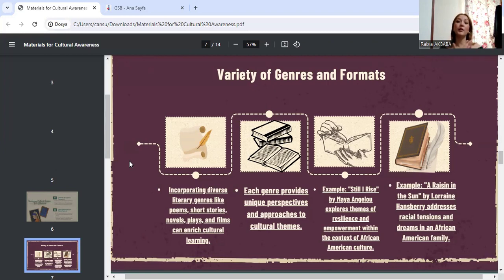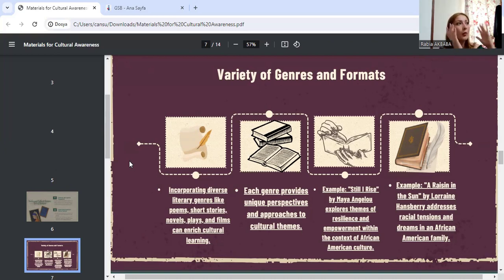But in a classroom environment, I personally think poems, short stories, and novels work best, but those are okay. We can give them homework to read that novel. Let's discuss that novel: settings, characters. What did you learn? What was so interesting for you? And so on. We can use those genres. Each genre provides unique perspectives and approaches to cultural themes, especially novels, because there are plenty of characters.